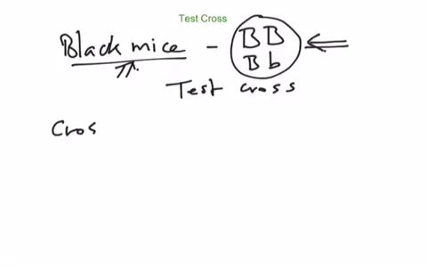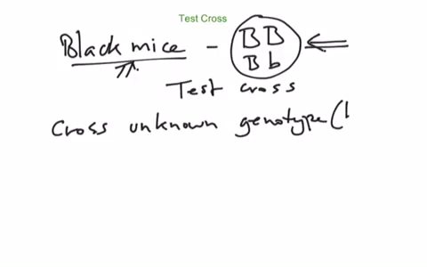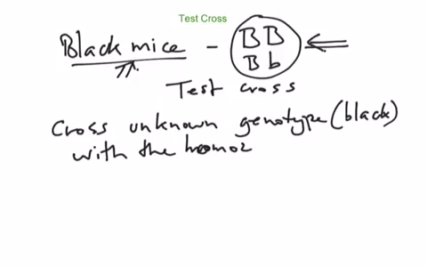You cross the unknown genotype, so the mouse with the unknown genotype, that's this one here, the black one above, with the homozygous recessive mouse or individual. So in this case you cross the unknown, that's the black mouse, with a white mouse, little b little b, because it is the homozygous recessive. White mice can only be white if they are little b little b. So if you take a white mouse, it must be little b little b. So you do this cross. Let's have a look at how this would work out.